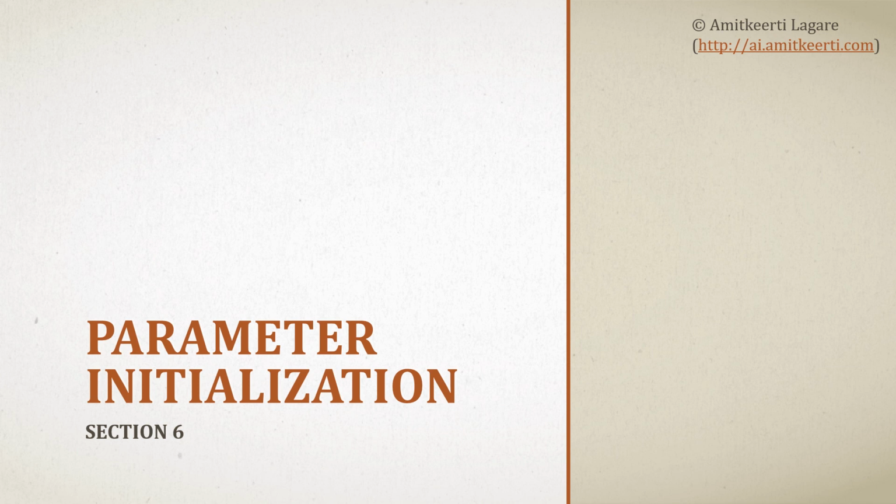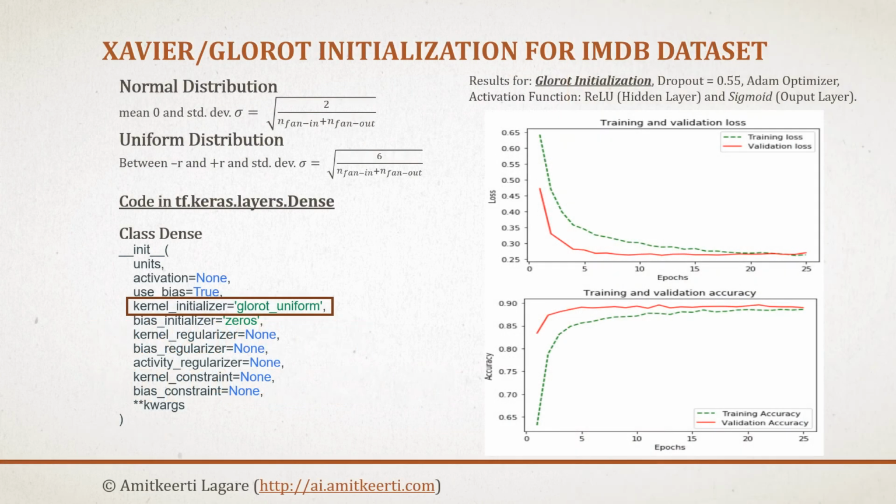In case of the IMDB dataset, we have not seen this happen because by default, Keras uses Glorot or Xavier initialization, and slow learning does not seem to be a problem. We will nevertheless try to understand the impact of parameter initialization. By default, Keras initializes the parameters using Xavier or Glorot initialization. It's the name of a person, Xavier Glorot.